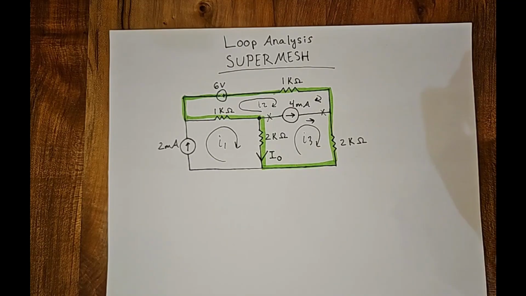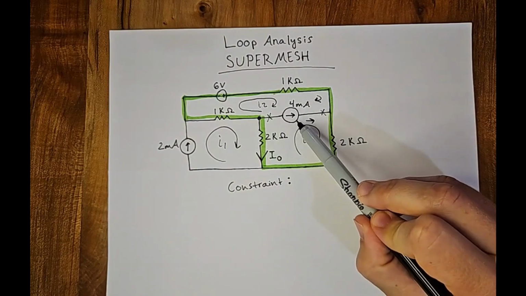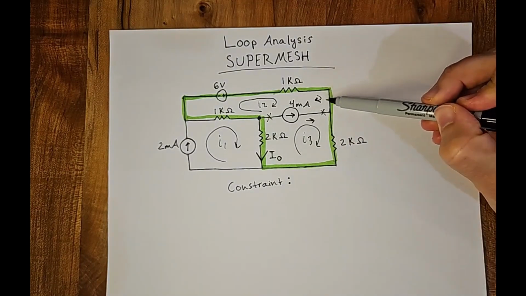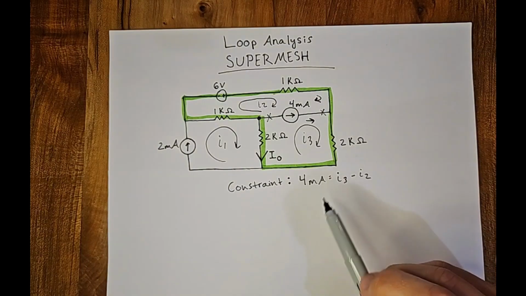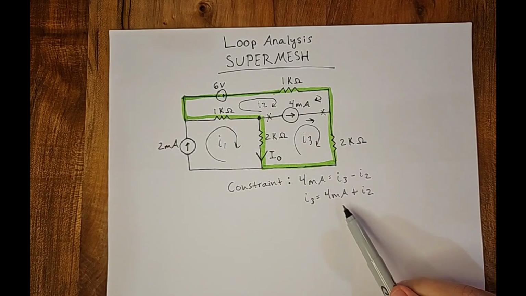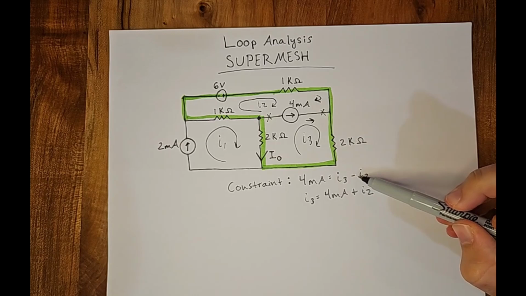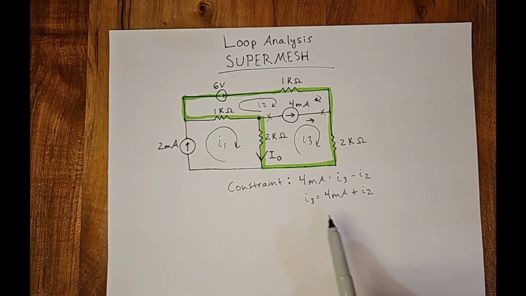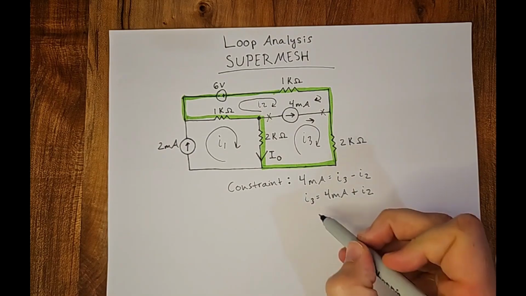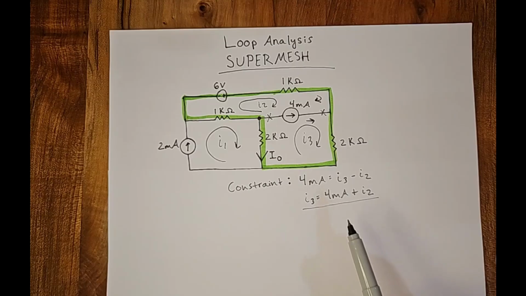So now we're going to make a constraint equation. We know that 4 milliamps is going to equal I3 minus I2. Now let's solve that to where we have I3 equals 4 milliamps plus I2. All I did was add that I2 over. So this is one of our equations, and this is going to be super important. We're going to use that in just a few minutes.